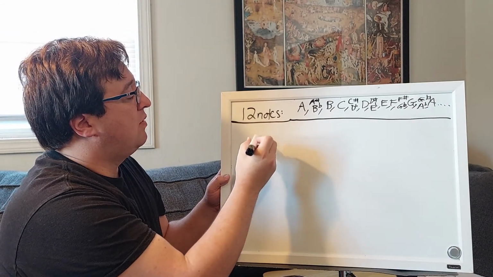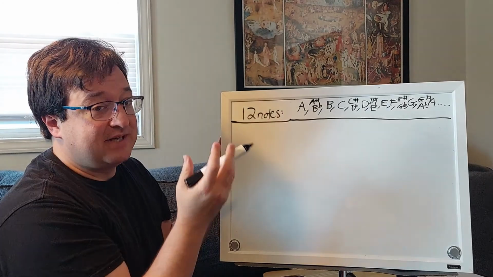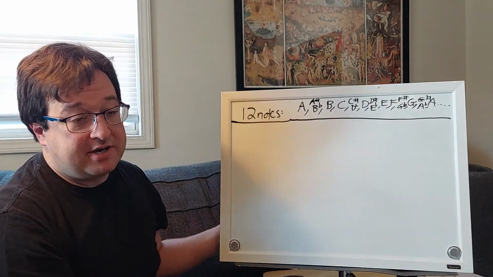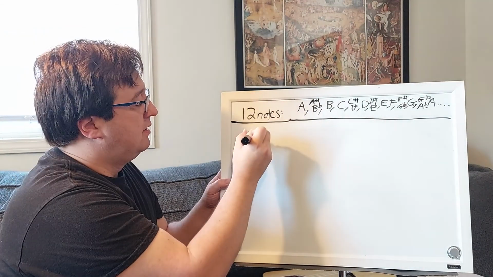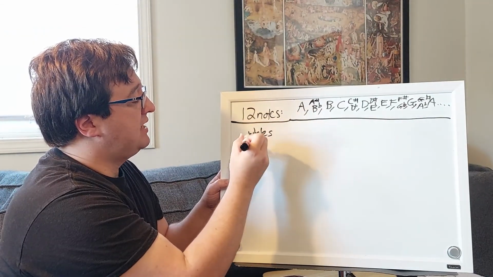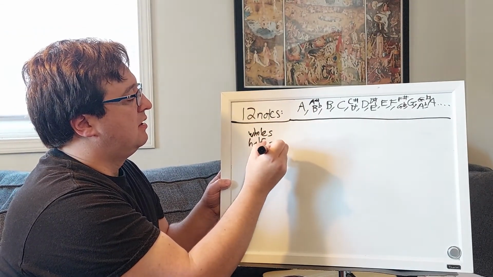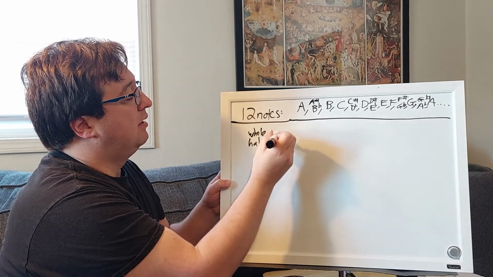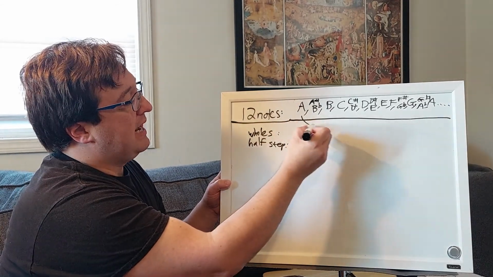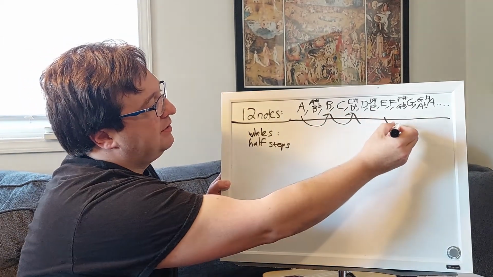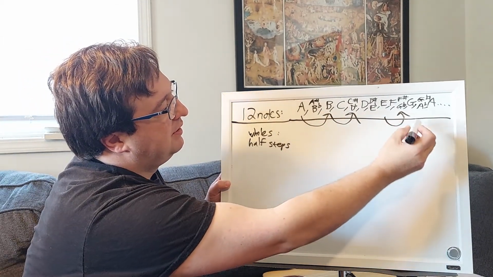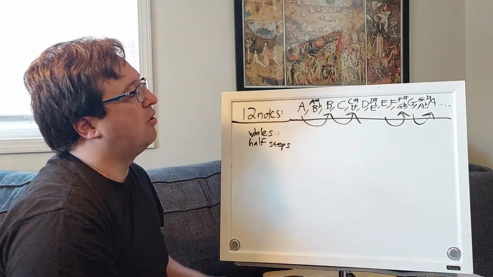What we have is a series of whole steps and half steps to make up major scales and minor scales. A whole step is notes 2 notes apart, like A to B, B to C sharp, E to F sharp, G to A. Those would all be whole steps.